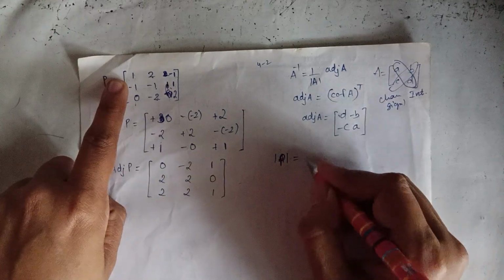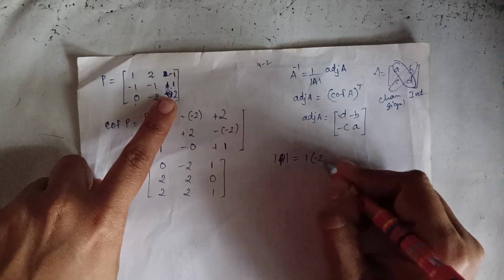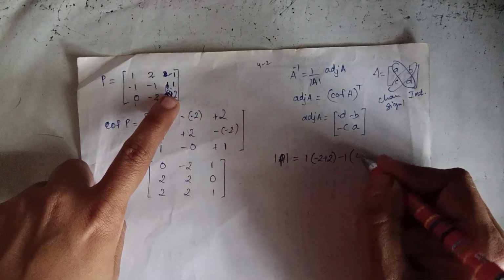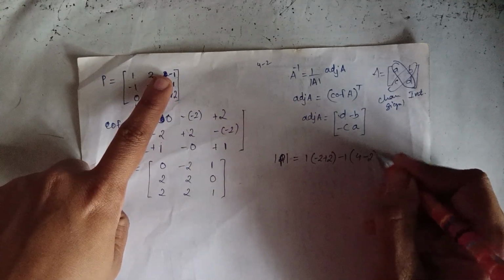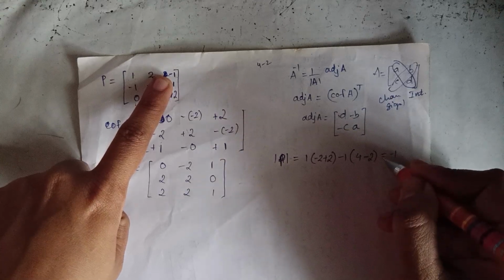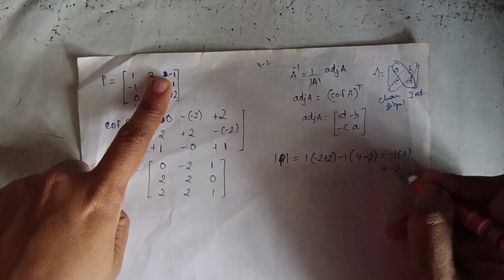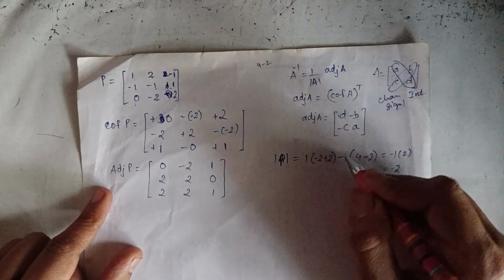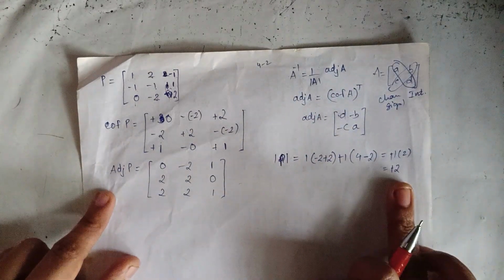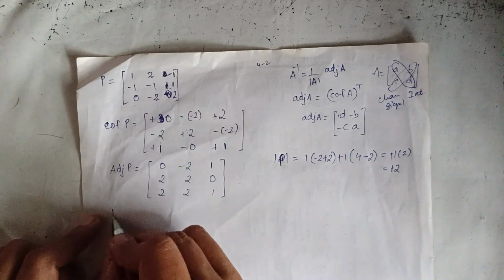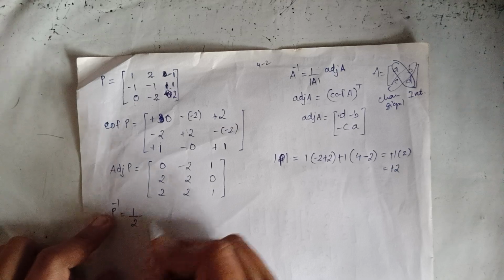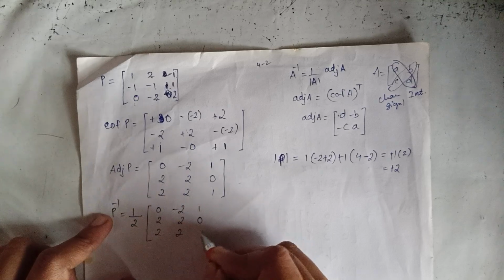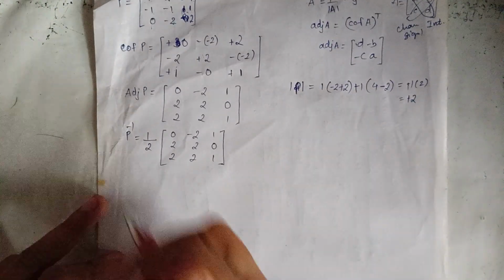So 1 into minus 2 plus 2, 0, minus 1 into 2 into 4, minus 2, so 4 minus 2, 2 minus 2. Wait a minute, what did I do? This is plus 1, so plus 2. So this is the determinant of P. So P inverse is 1 upon 2 into [0, 2, 2; 2, 2, 2; 1, 0, 1]. Now we have to check for D.